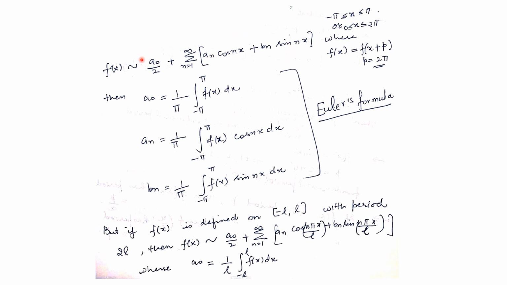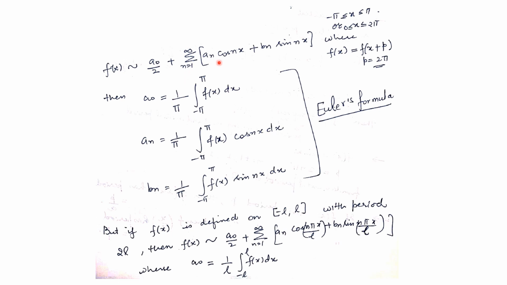We are left with only a naught by 2 into the integration of 1. What is the integration of 1 from minus pi to pi? It is 2 pi, so the 2 will cancel out. We are left with a naught into pi equal to the integration of f(x) from minus pi to pi. So what will be the value of a naught? Taking pi to the other side, a naught will be 1 over pi times the integral from minus pi to pi of f(x) dx. In this way we can find the value of the coefficient a naught.